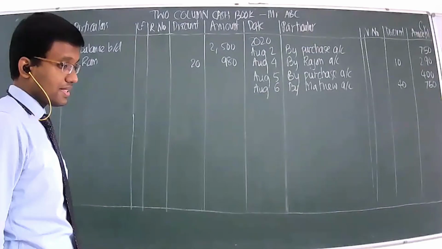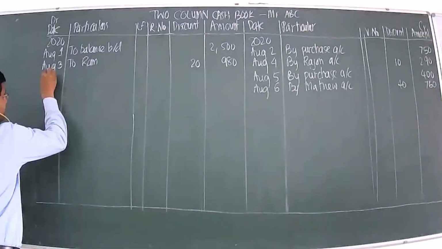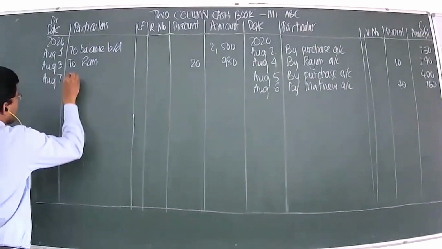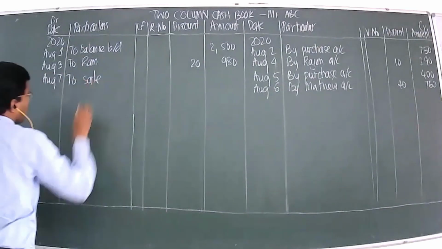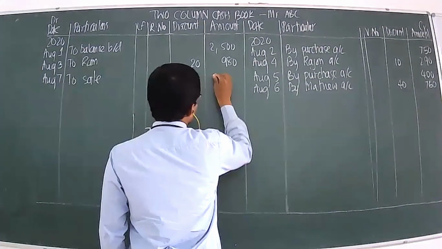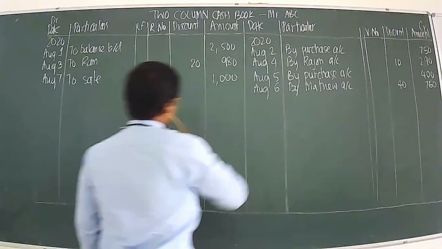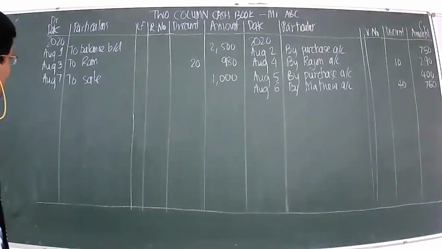August 7th, cash sale. So 7th of August, you're making a sale. When you make a sale, what happens to cash? Cash would be coming in, and a cash sale of 1,000 rupees. Okay? So that has been done successfully. Now let's look at the next transaction.